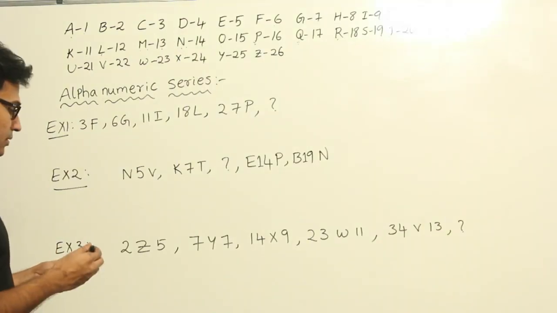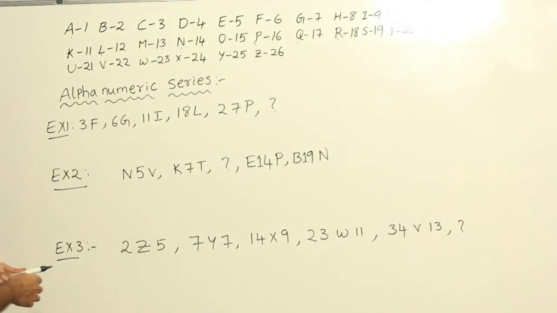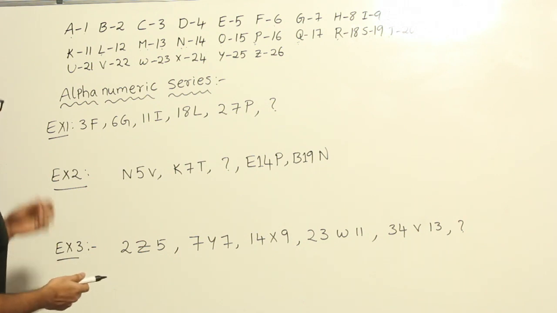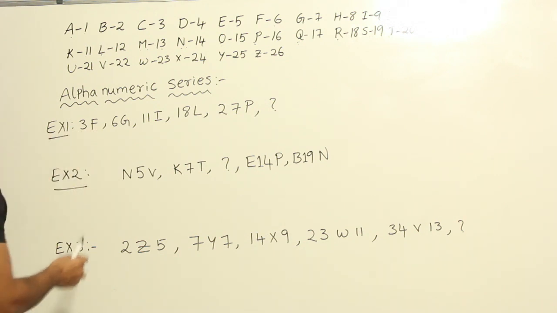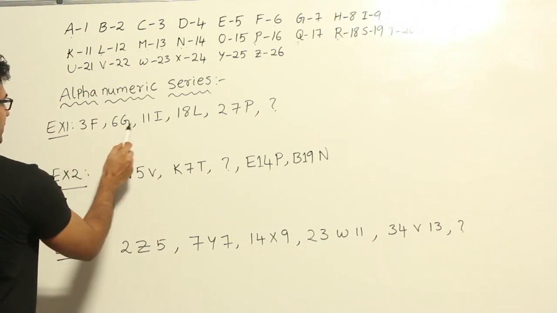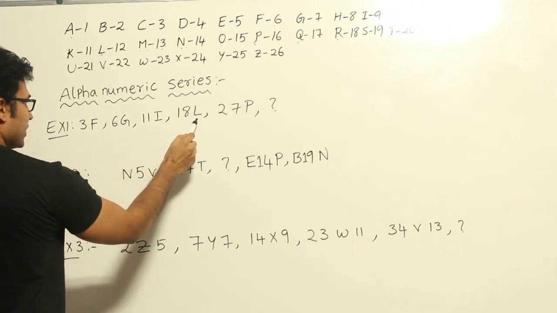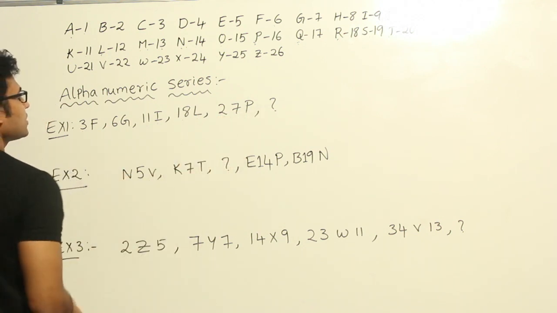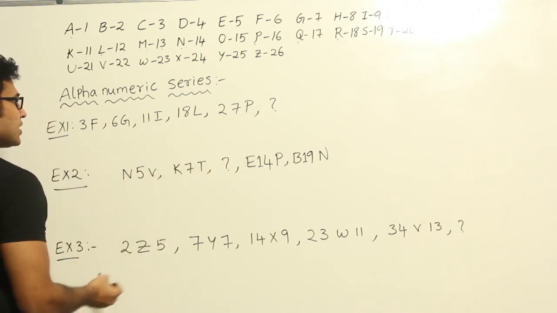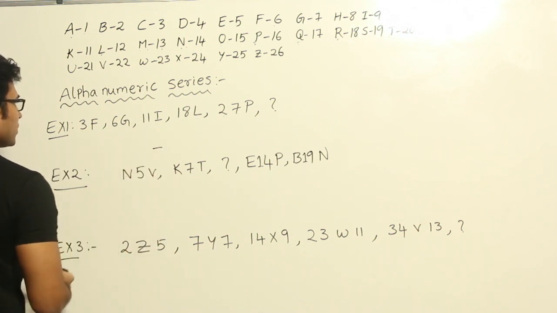Now let's see this. Here we have letters as well as numbers. There are numbers and then letters here. So here it is 3F, 6G, 11I, 18L, 27P. Now let's try to guess the last term in this series: what is the number that has to occur, and after the number we shall guess the letter.